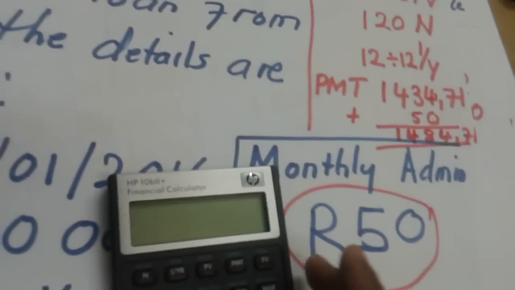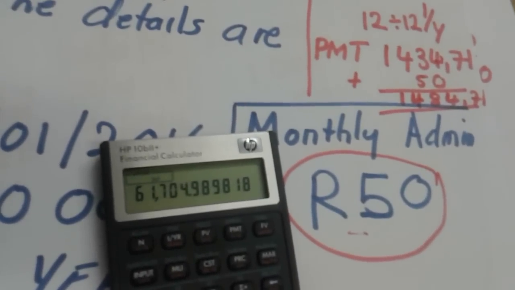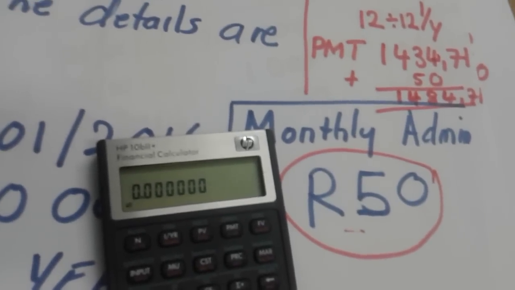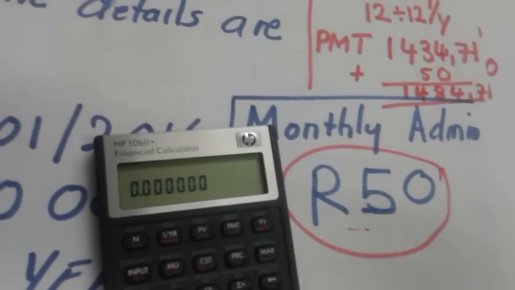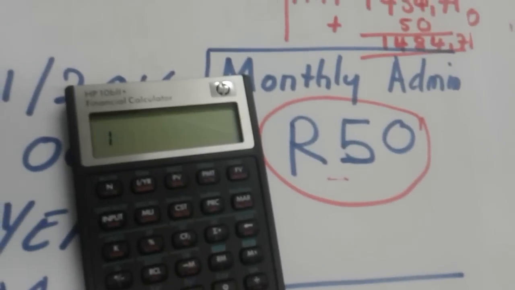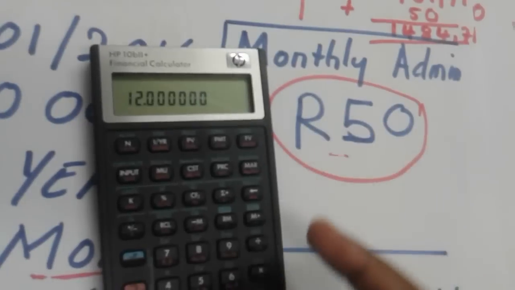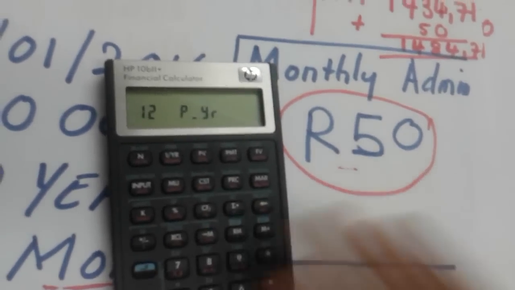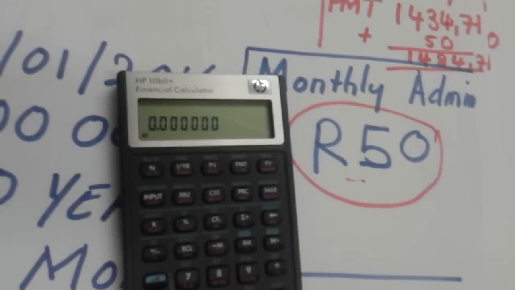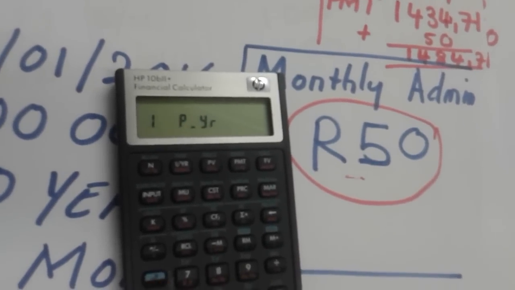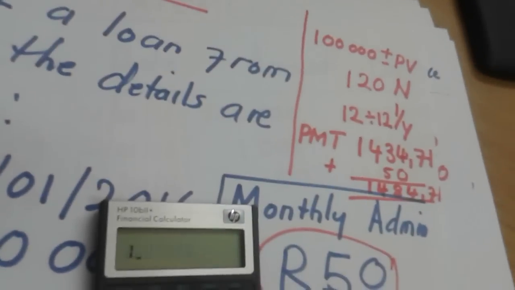Okay, so let's go back to our bank. And for those who are using HP, let's see. So make sure it's at 1 per year. Now some people prefer to set it. If you are setting it, it will be 12, then shift, then PMT. There it is, 12 per year. But for me, I don't set, so I always leave it at 1. All right, so mine is at 1.